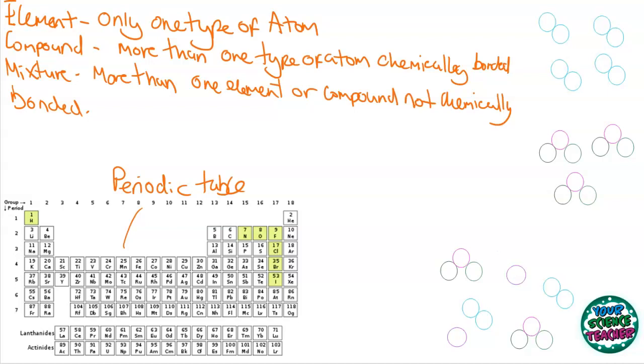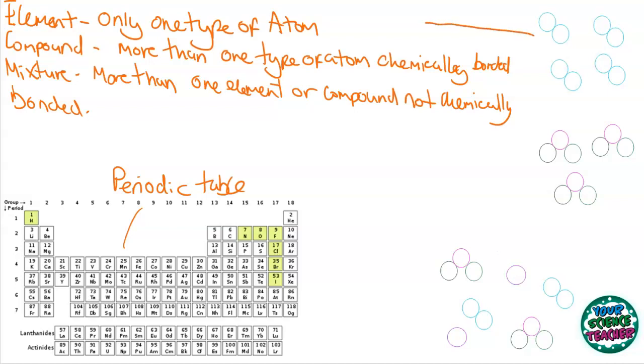And what happens with atoms is sometimes they bond with other things, okay? For example, when carbon bonds with oxygen, you can make carbon monoxide or carbon dioxide, which you've probably heard of. And these are called compounds. And that is what happens when more than one type of atom chemically bonds. And sometimes you get these things called mixtures as well, when you have more than one element or compound that are not chemically bonded together. And I've just drawn some images of elements, compounds, and mixtures down here.